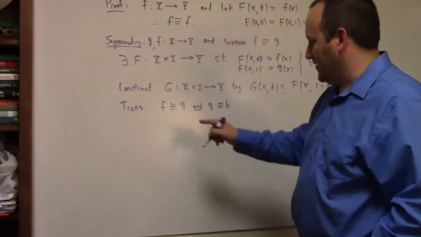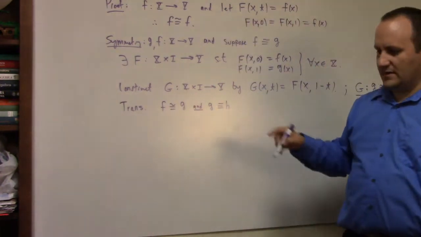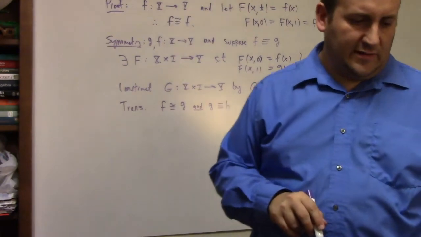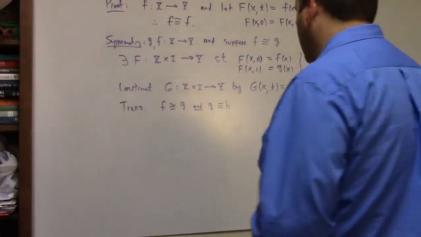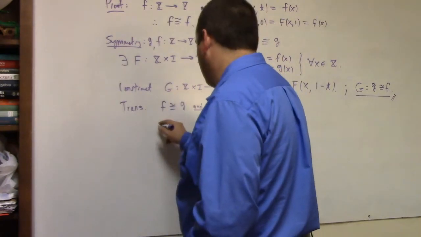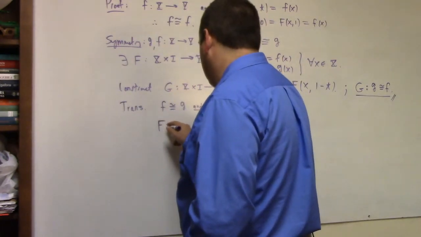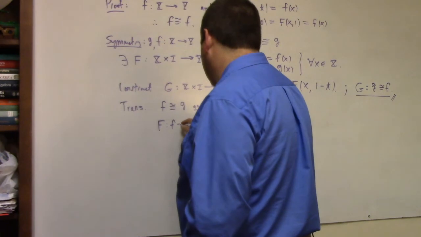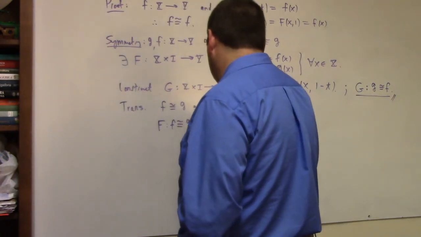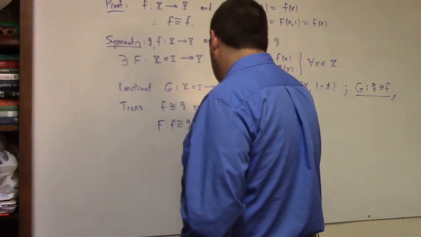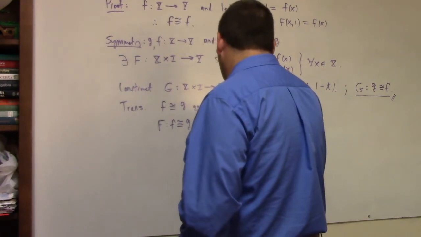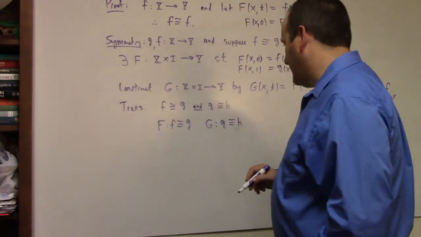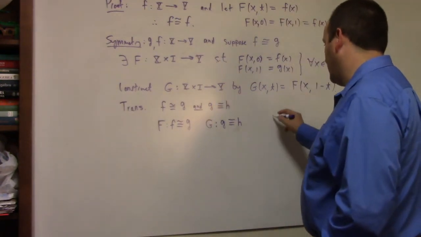Right. F equivalent to G, G equivalent to H. We'd like to show F is equivalent to H. So let's suppose that F is a proof that F is equivalent to G, and let's suppose that G proves that G is homotopic to H. We need to construct H.